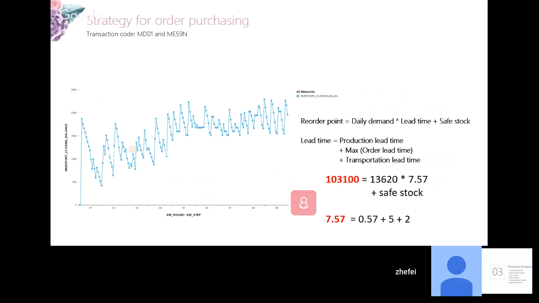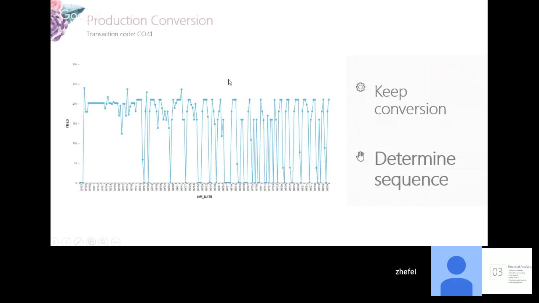Finally, I converted production, and the code is CO41. This chart shows our group's production schedule. I tried my best to keep producing even though at some points the conversions reduced to zero, something like this point. But I continued to keep the conversions going and kept it working.